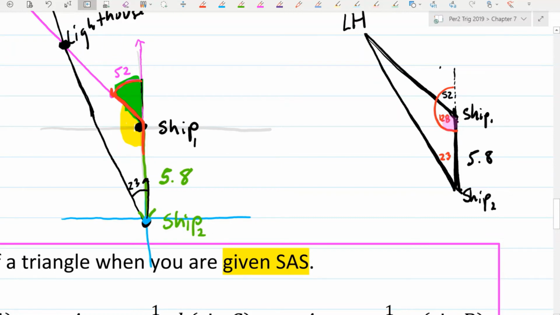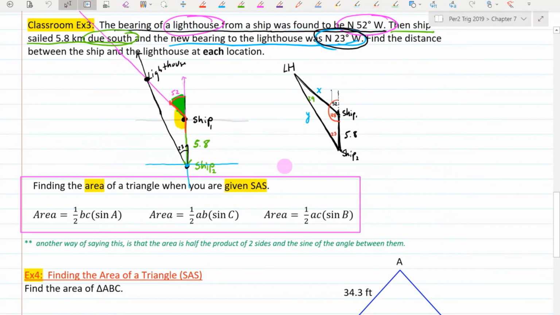Now I have two angles inside that triangle, which means that the third angle is 29. And now I have to figure out, it says, find the distance between the ship and the lighthouse at each location. So they actually want me to find this and this. I'm going to use two different variables. Okay? So here we go.